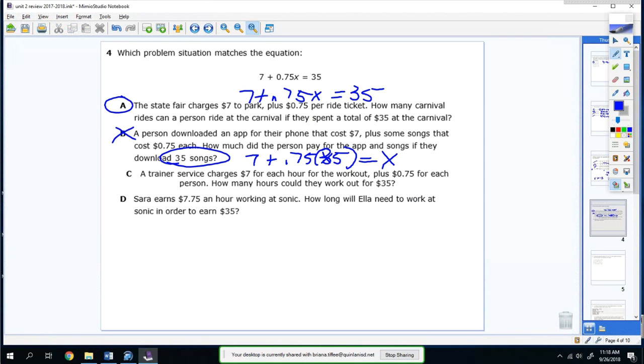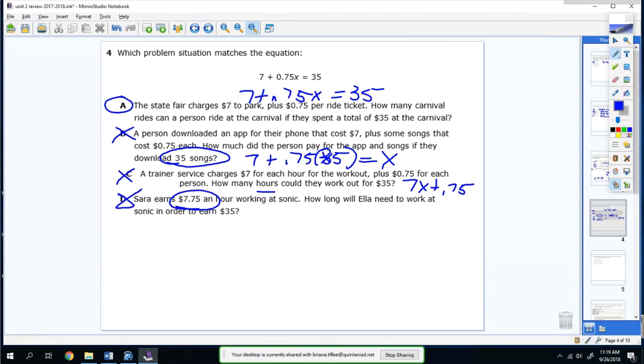C: a trainer service charges $7 for each hour for the workout plus 75 cents for each person. How many hours could they work? Well, that means 7x plus 0.75. So that's not right. This one says Sarah earned $7.75. That's not even part of the problem. So the answer has to be A.